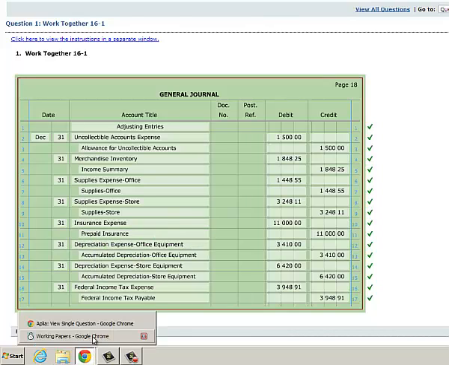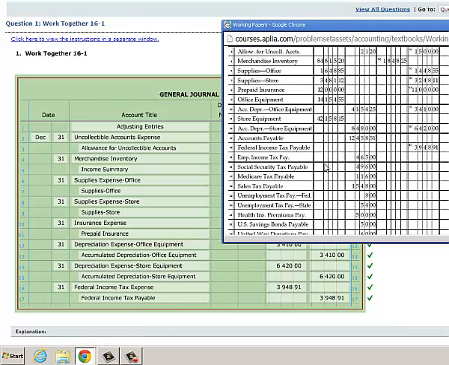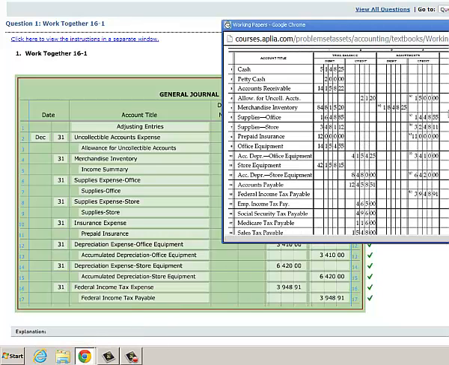The last one is the federal income tax expense. You notice that's the last adjustment here, so you're just taking this bunch of adjustments and going straight down in order, and you're filling everything in. This section should be pretty easy. So when you finish this work together, you move on to the on your own, and then you go to the application problem.